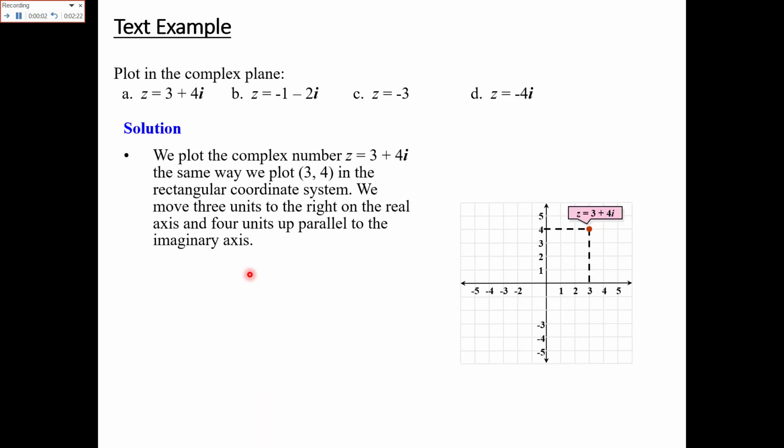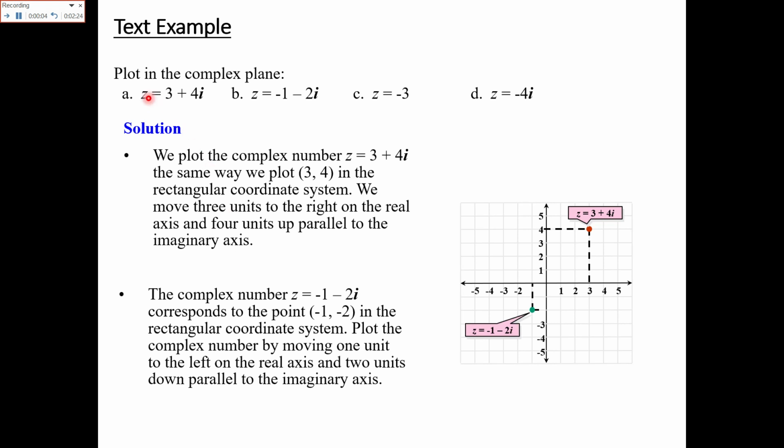Now these are some of the test examples. Here the first number is 3 plus 4 iota, and this is the solution given. How will you write the solution for 3 plus 4 iota? You will go 3 units on the real axis, 4 units on the y axis or the imaginary axis, and where these two coincide, you will have your resultant number.